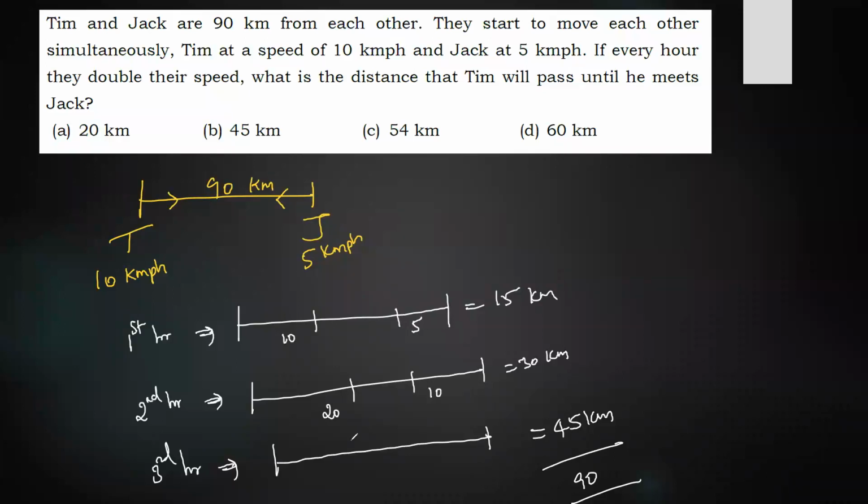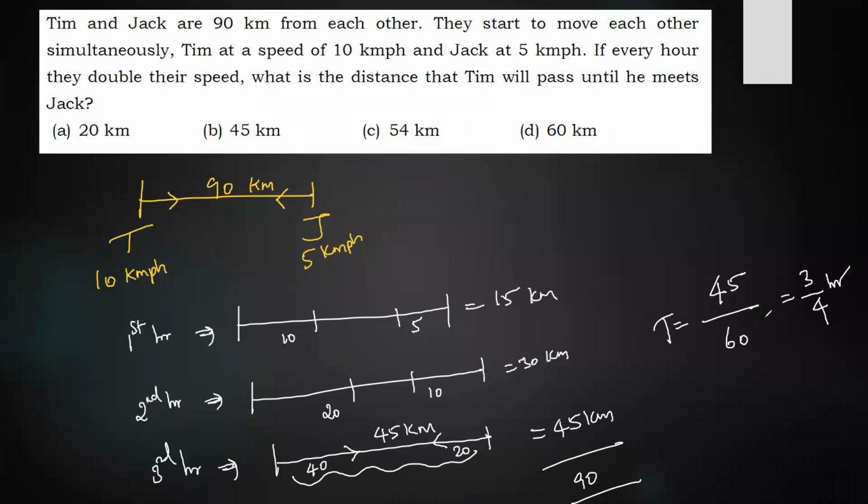Right. Good. So by the end of the second hour, they have to travel 45 kilometers. At the speed of 60 kilometers per hour, they have to travel 45 kilometers. So the time taken will be 3/4 of an hour. So we have to calculate the distance traveled by Tim. We have only 45 kilometers of distance, right? And the speed is 60 kilometers per hour.